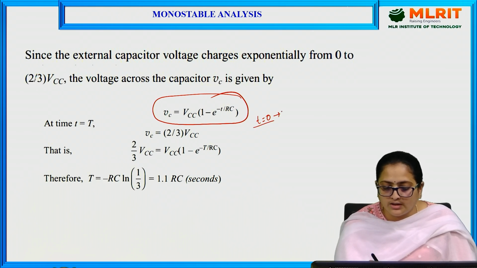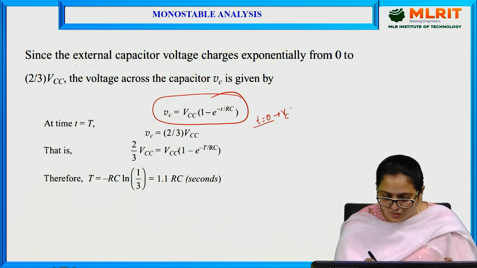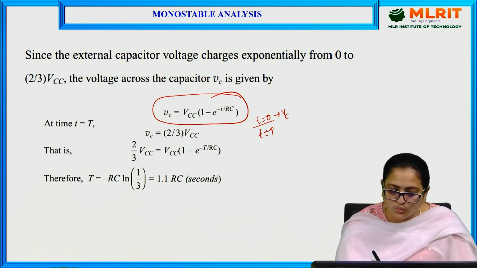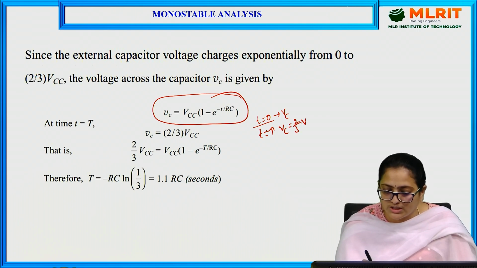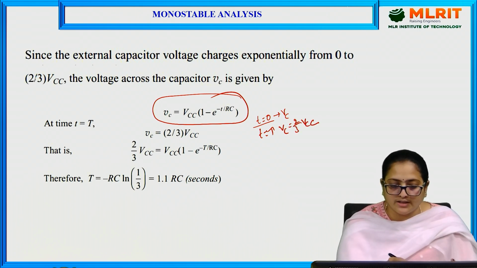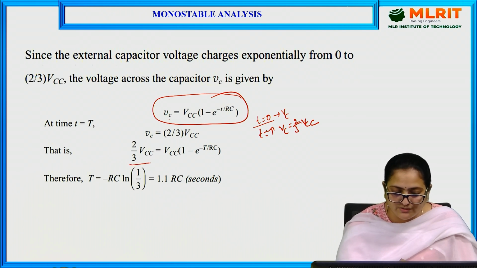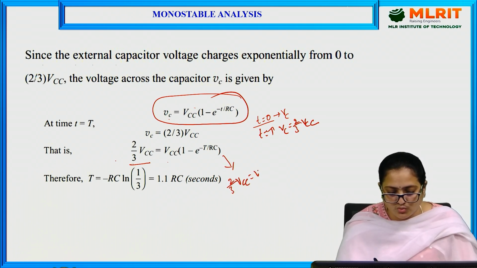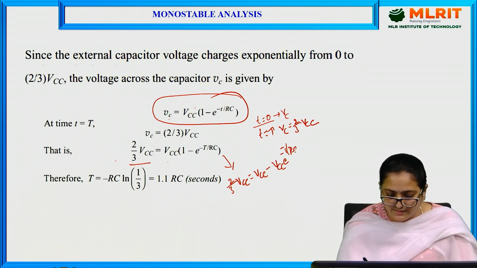We didn't have any voltage across the capacitor, but at time t equals tau, the voltage is going to reach 2/3 VCC. If the voltage across the capacitor is 2/3 VCC, and VCC into 1 minus e power minus t by RC, if you solve this equation, 2/3 VCC is equal to VCC minus VCC into e power minus t by RC.